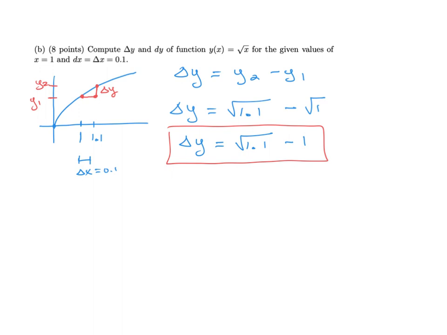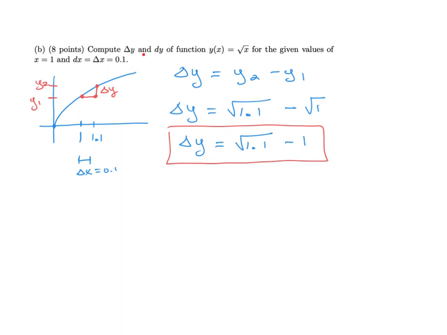I won't simplify it, but it is exactly equal to this. Again, just to reiterate, when you solve for delta y, you want to know the change in the y values over the change in some given x values on a given function. And this can be done by simply subtracting two y values.